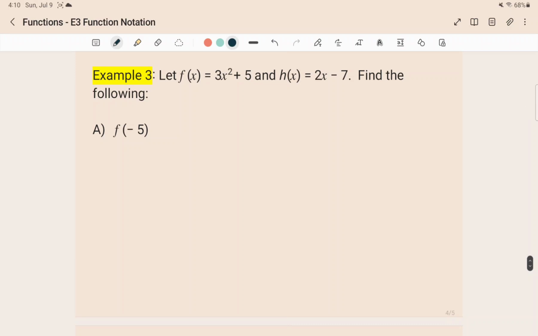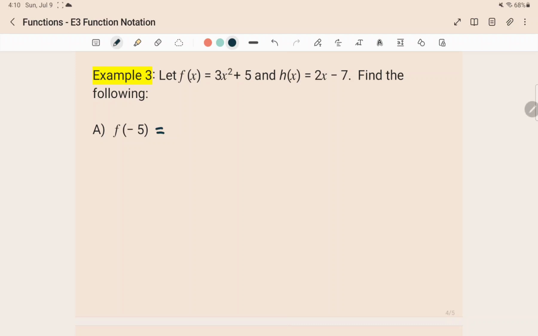Now it's your turn. Pause the video and try this next one on your own. Example 3. Let f of x equal 3x squared plus 5 and h of x equal 2x minus 7. Find the following. A is f of negative 5. Let's see how you did.